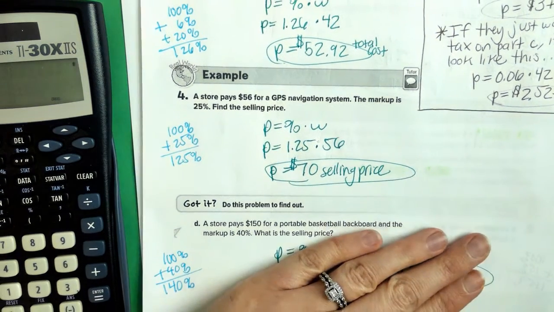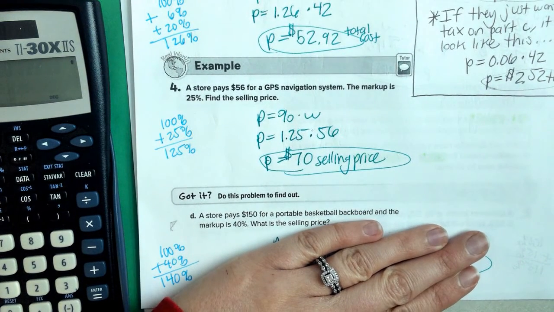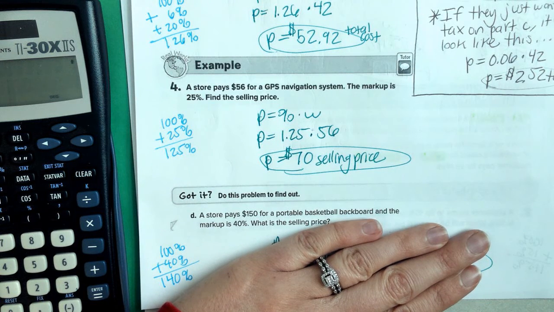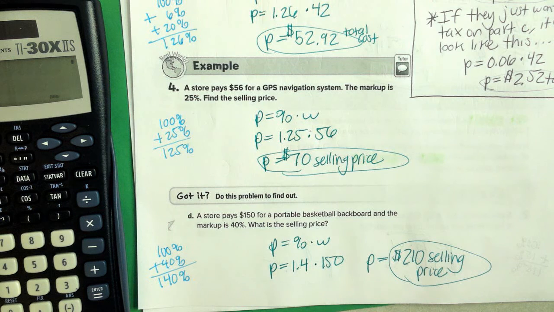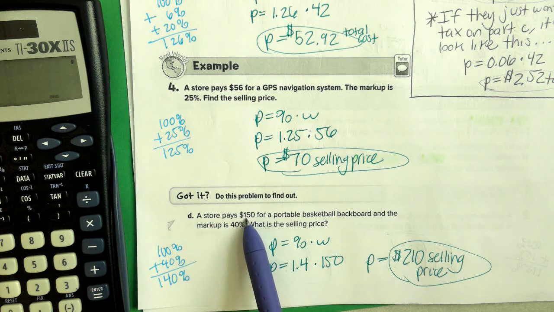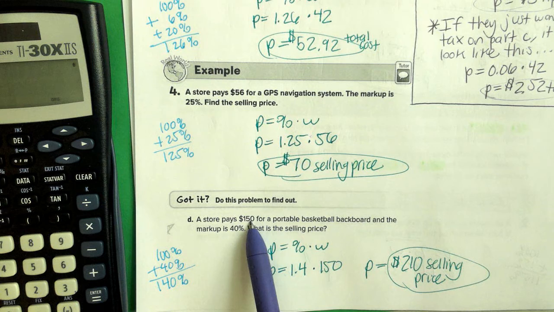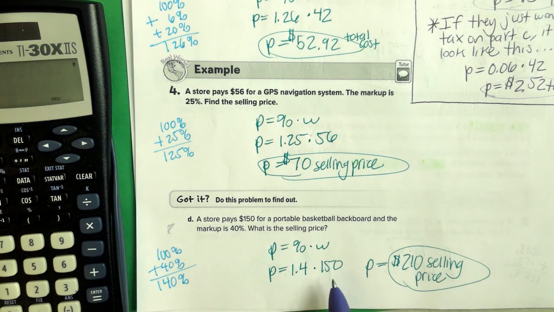Again, if you want to try the next Got It problem, go ahead, you can pause the video and then I will go over it. Alright, so if you tried that one on your own, what you would do is, it says a store pays $150 for a portable basketball backboard and the markup is 40%. So 100% of that 150, we have to pay all of it, plus we have to pay an extra 40% of it. So we're going to total pay 140% of this price. So my 1.4 times 150 means I will pay, as the customer, $210.